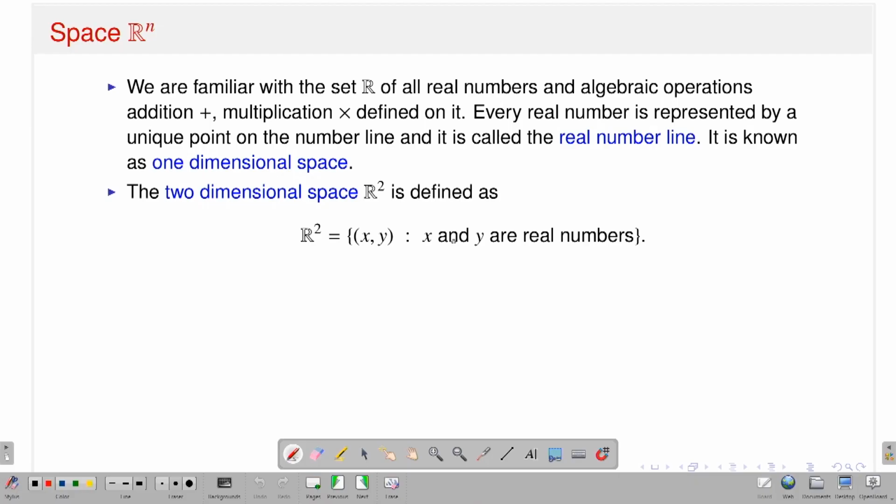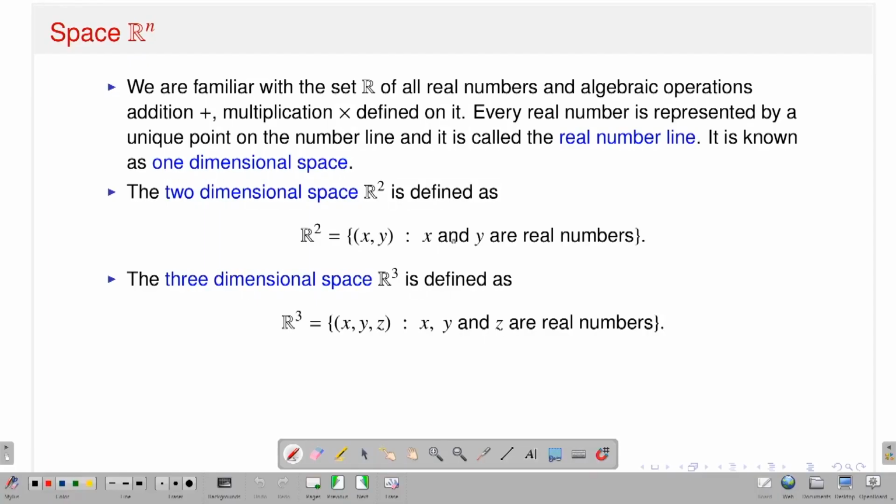Next, we move to the three-dimensional space. It is denoted by R3 and defined as the collection of all triplets of real numbers x comma y comma z. Thus, R3 consists of all three-tuples of real numbers. Here also the first coordinate is x, the second coordinate is y, and the third coordinate is z.